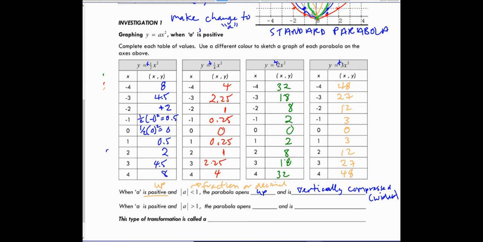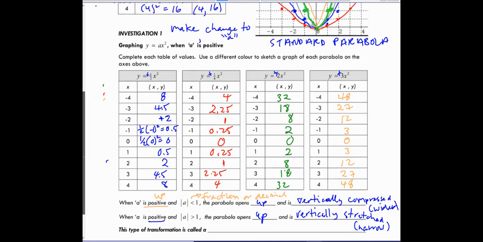All right, now what happens when the a value is greater than 1? Remember, at 1 is standard. So anything less than 1 is wider. Anything greater than 1 will become more narrow. Now, it is still positive, so it's still opening up, and it is vertically stretched. And in this way, it becomes narrow.